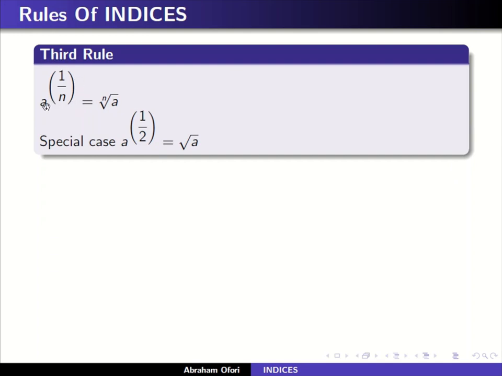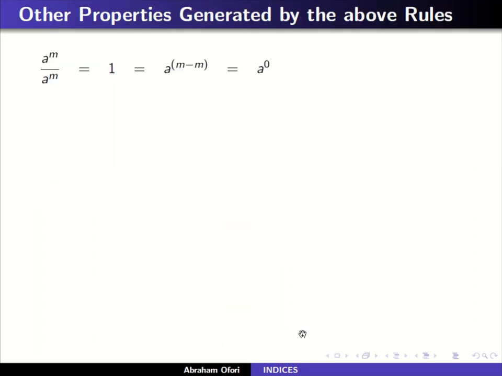The third rule: if I have a to the power 1 over n, then this is the same as the nth root of a. A special case is a to the power half, which is the same as the square root of a. We've done a video on that, and you'll understand this if you watch that video. For example, 2 to the power 1 over 4 is the same as the fourth root of 2, and 3 to the power half is the same as the square root of 3.